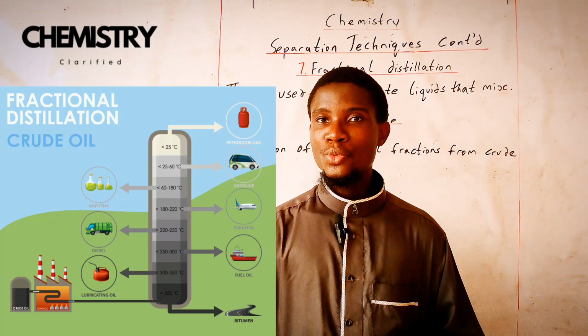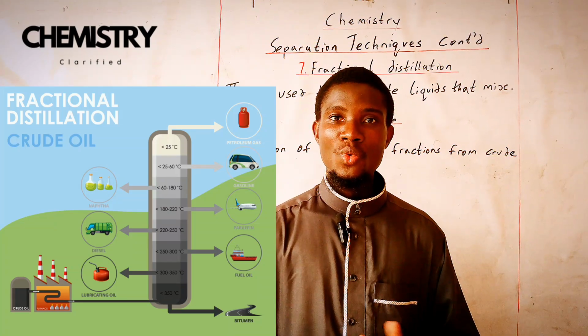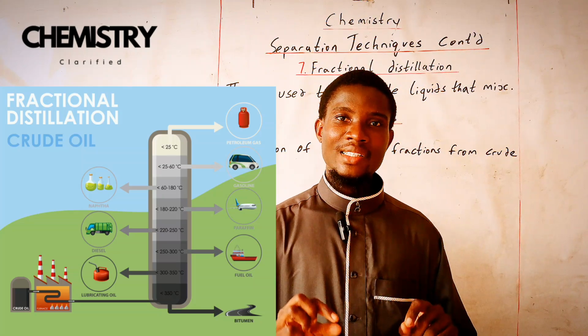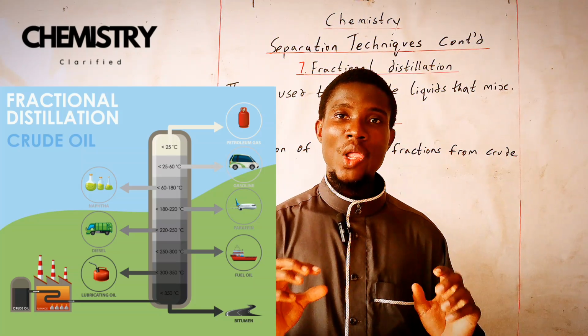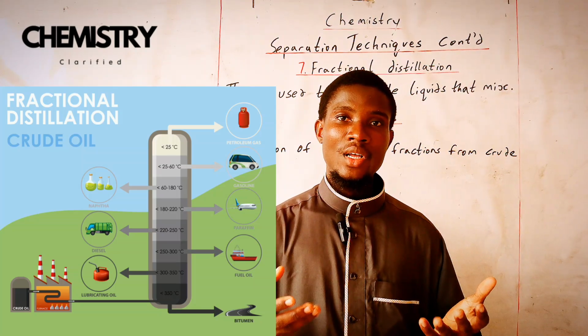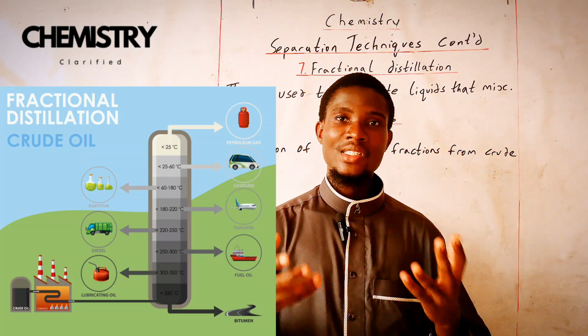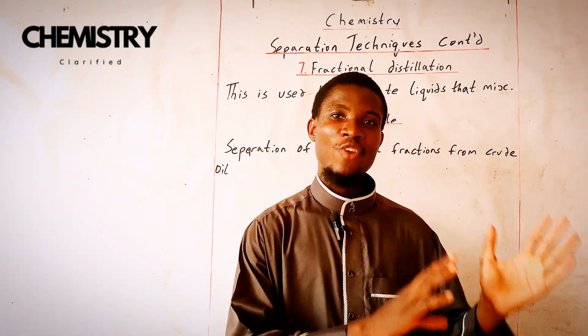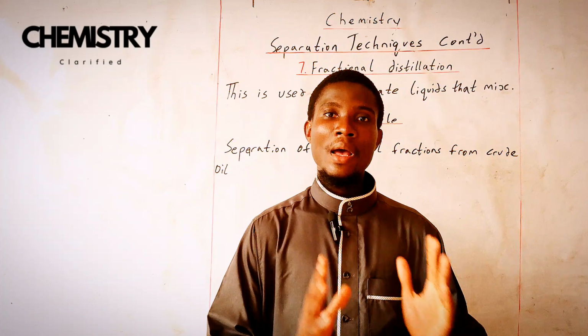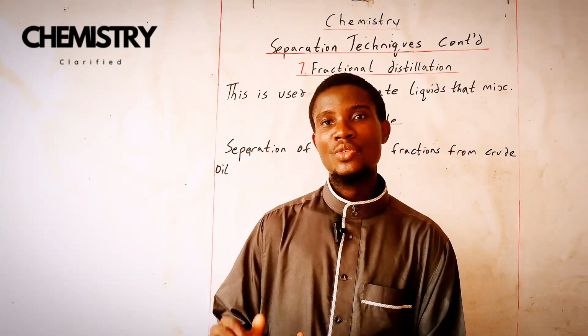So, an example is petrol. When you have increased the temperature and it has gotten to the boiling point of petrol, the petrol is going to boil and turn to gas. Then the condenser will convert the petrol that is in gaseous form back to petrol in liquid form.